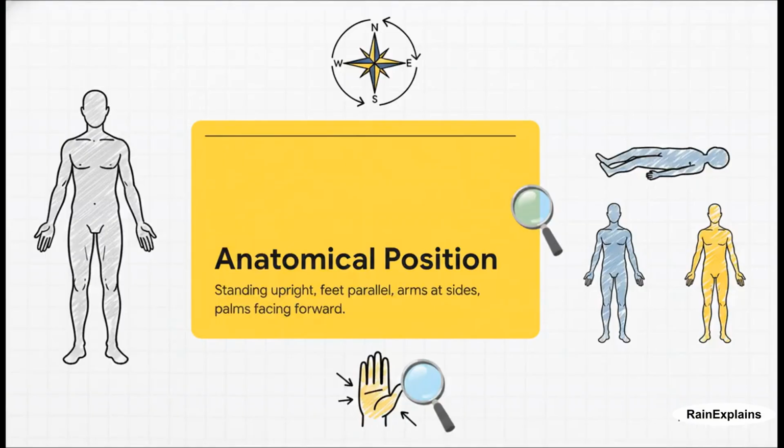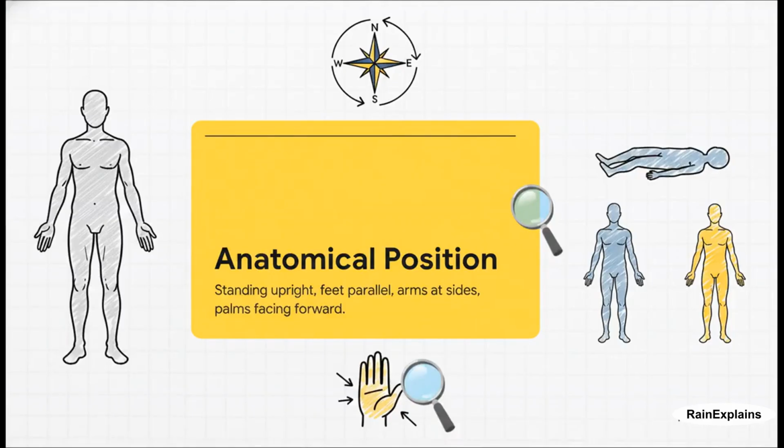This is the universal starting point: a body standing upright, feet shoulder-width and parallel, toes pointing straight forward. The upper limbs are held out to each side, and most importantly, the palms of the hands are facing forward. So the crucial point is, directional terms are always used as if the body is locked into this exact position.